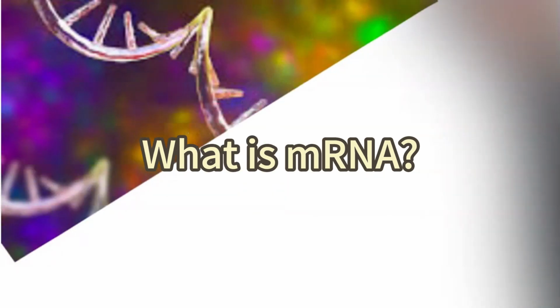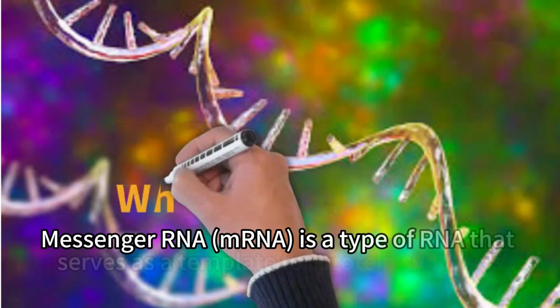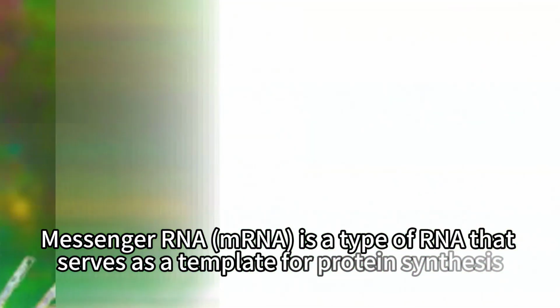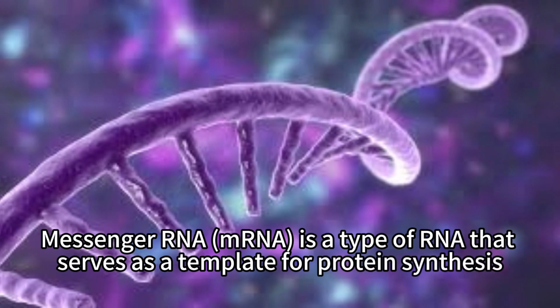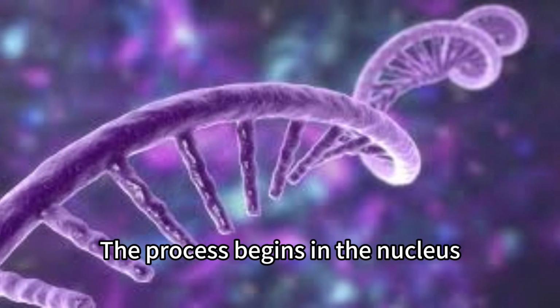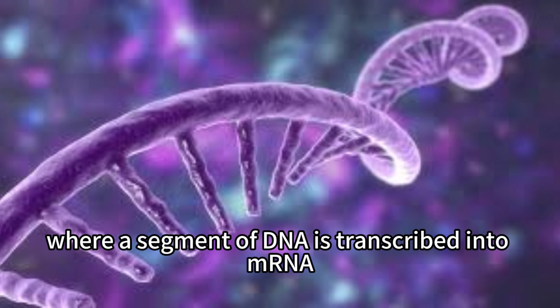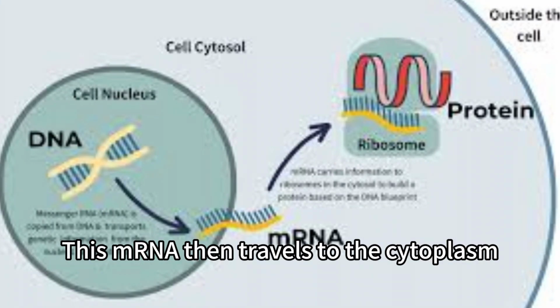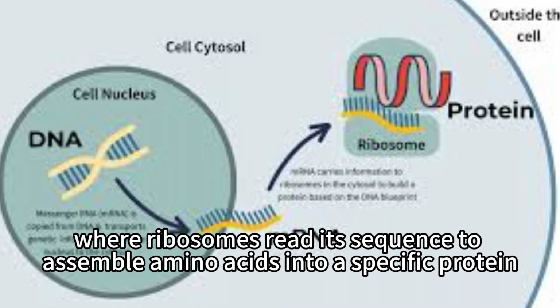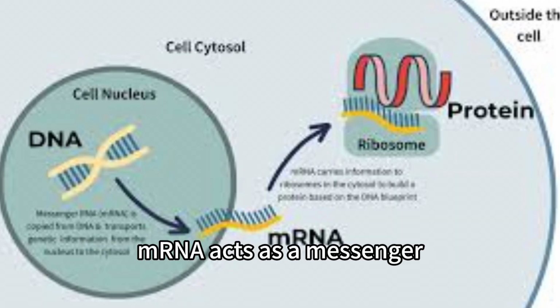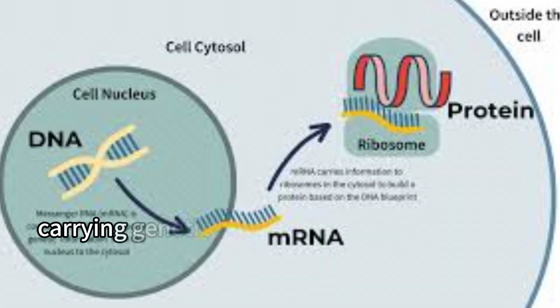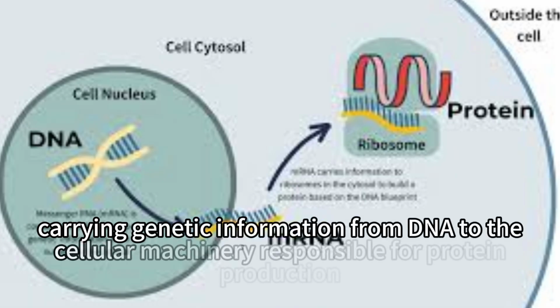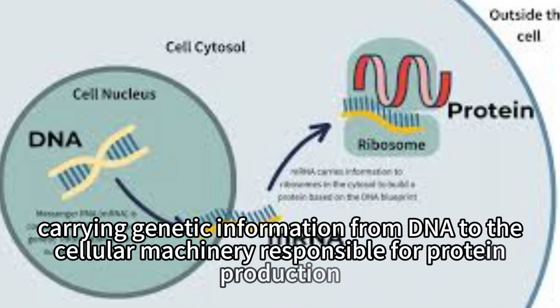What is mRNA? Messenger RNA, mRNA, is a type of RNA that serves as a template for protein synthesis. The process begins in the nucleus, where a segment of DNA is transcribed into mRNA. This mRNA then travels to the cytoplasm, where ribosomes read its sequence to assemble amino acids into a specific protein. Essentially, mRNA acts as a messenger, carrying genetic information from DNA to the cellular machinery responsible for protein production.